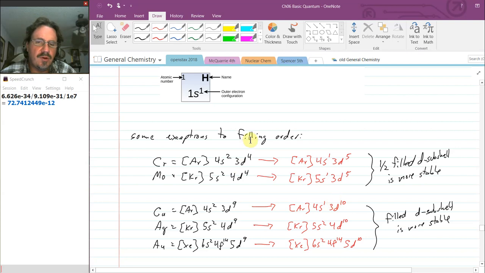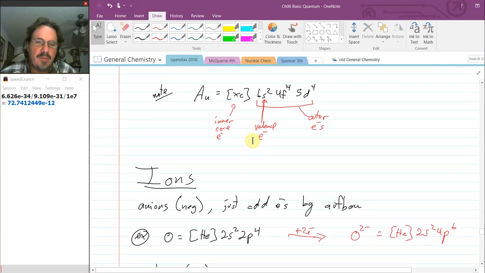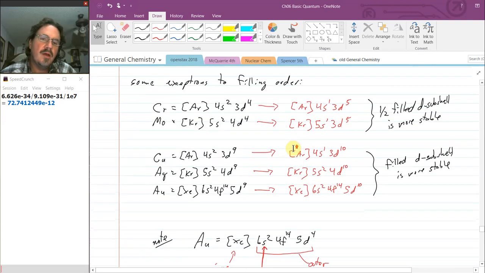Exceptions to the filling order here. I've got to talk about inner, outer, valence as well. I guess we'll do that right here. All right.